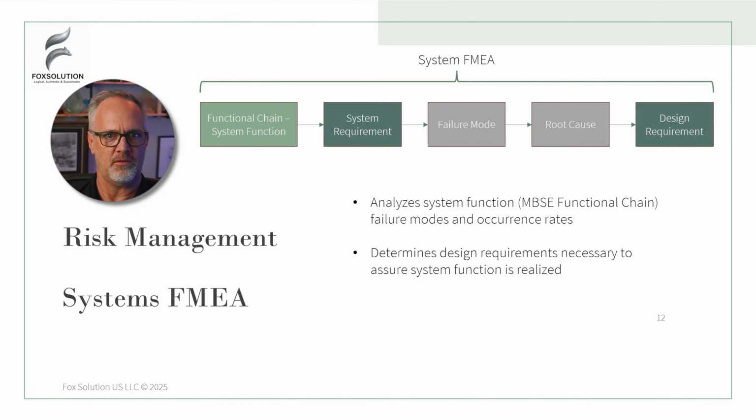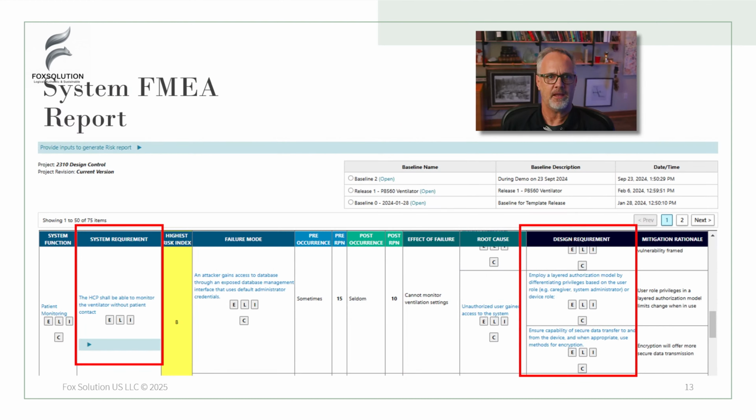So at the system level, what we're really saying is the risk is that the system is incomplete. And so we want to go through and analyze it to make sure that we have all the components of the system that are necessary to make sure that the functional chain is delivered and we get the capability that we want. Okay, so again, the input to the systems FMEA is the functional chain and the system requirements. Then we go through failure mode effect analysis where we have pre and post occurrence levels, and we have root causes, and now we end up with the design requirements that are necessary to assure that that system requirement is met. So we're just processing through the systems FMEA to say, are these functional chains complete?